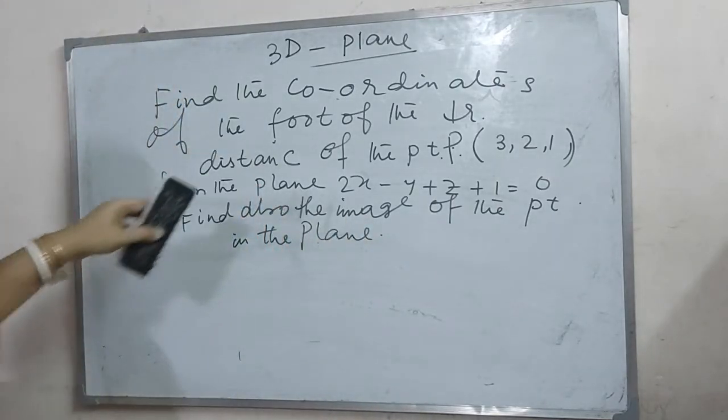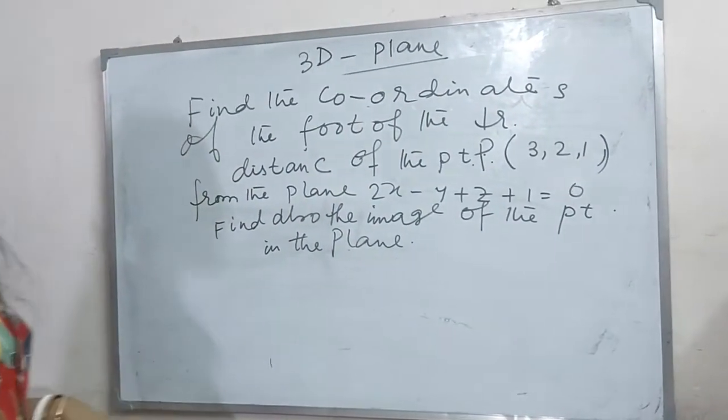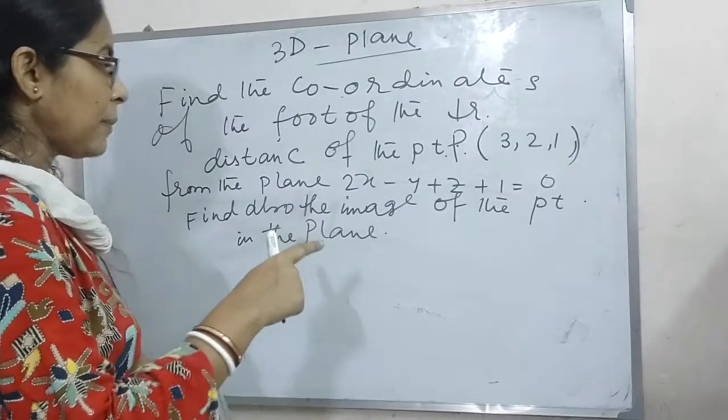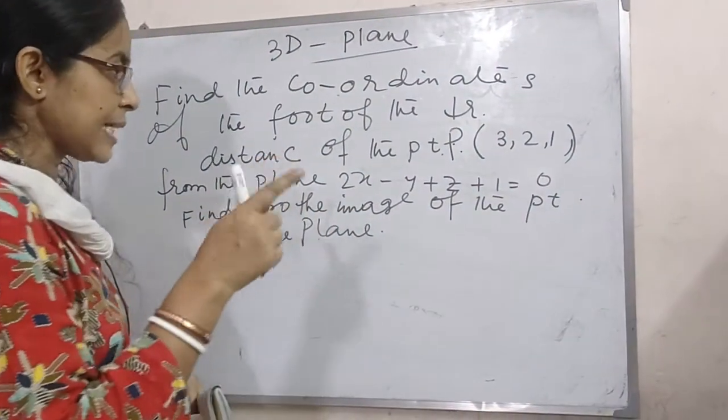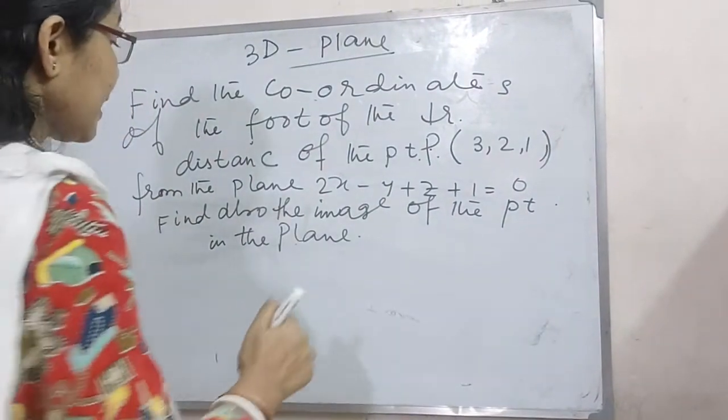Find the coordinates of the foot of the perpendicular distance of the point P(3, 2, 1) from the plane 2x minus y plus z plus 1 equal to 0. Find also the image of the point in the plane.